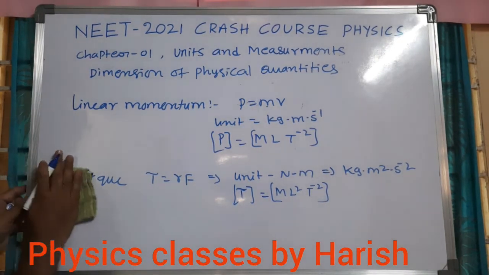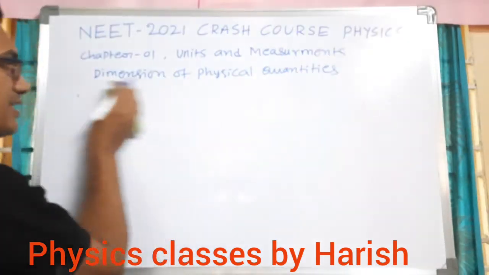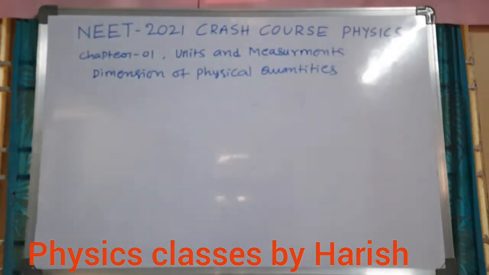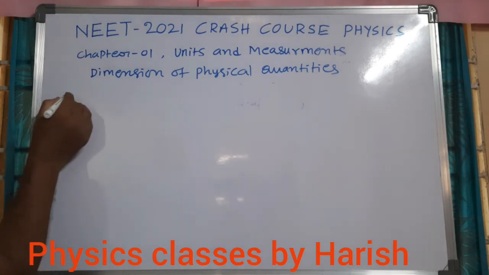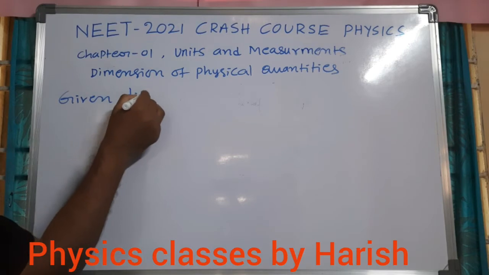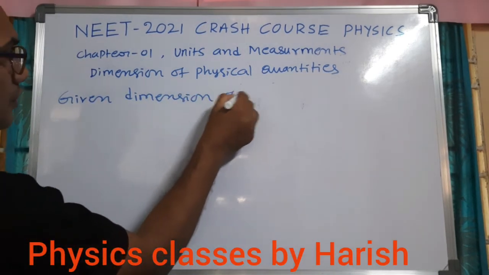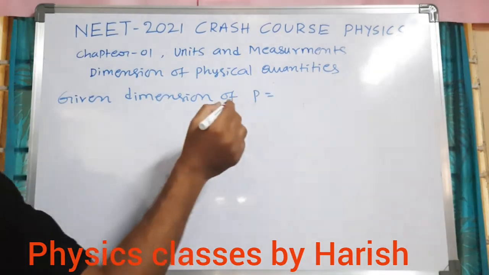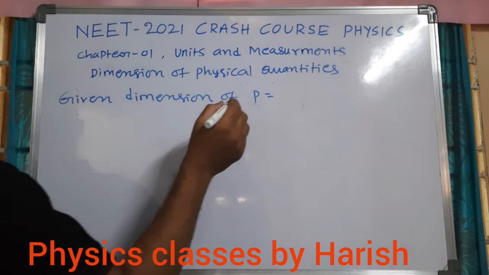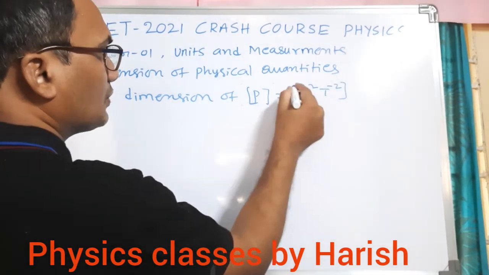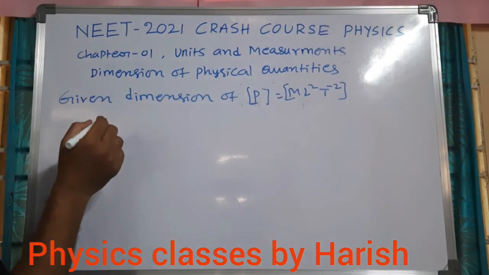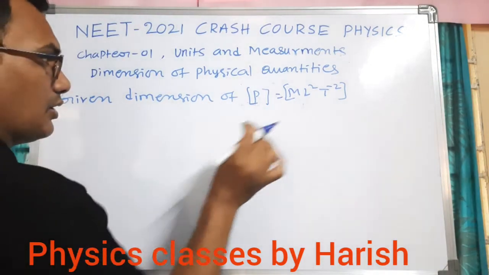We'll solve one question on this. Given two physical quantities P and Q, their dimensional formulas are as follows.